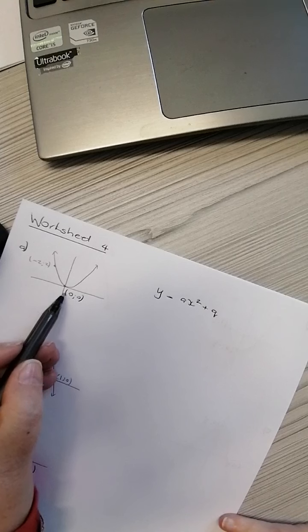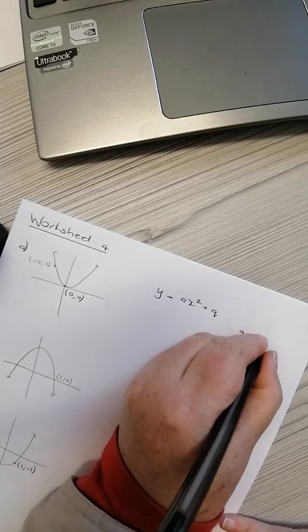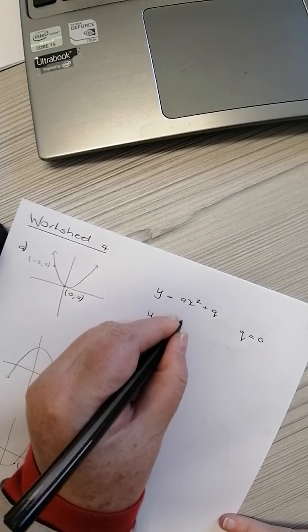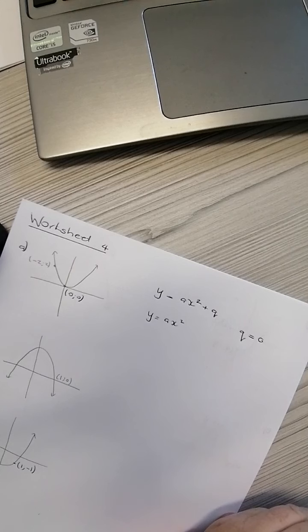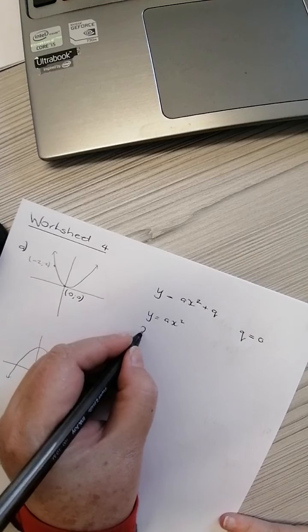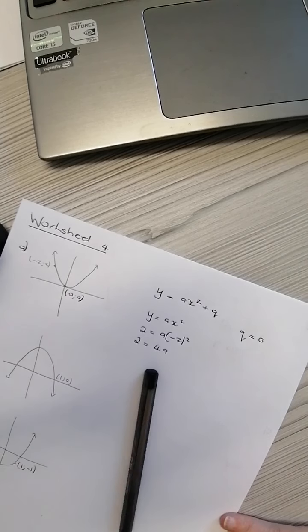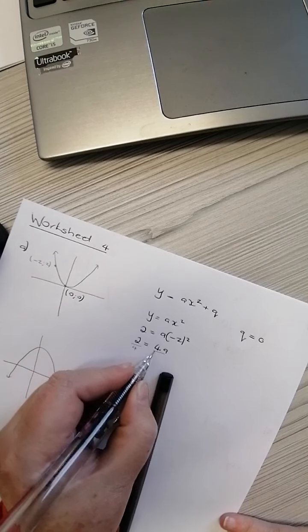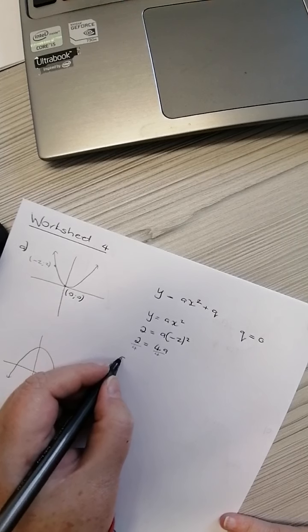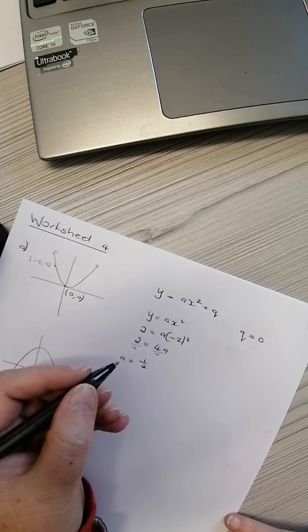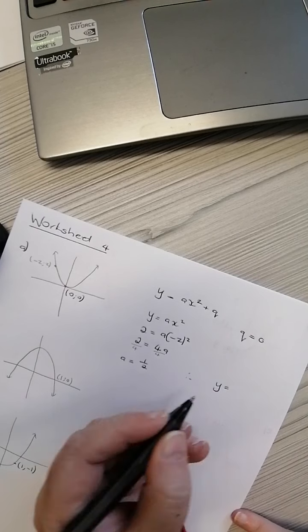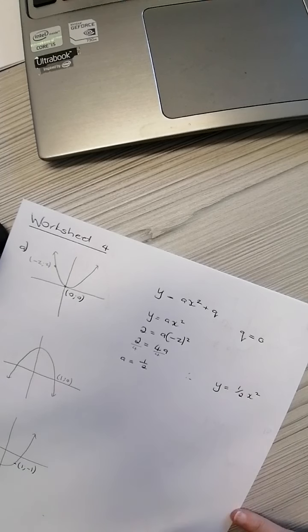Now you know that your q, your turning point, is 0. So you can already say y = ax². Now you can substitute a point in, x is -2 and y is 2. So you say 2 = a(-2)², 2 = 4a. Now you divide by 4 on both sides and you get a = 2/4, which is a half. So therefore your equation is y = ½x². You don't need to add plus 0 because we don't do that.